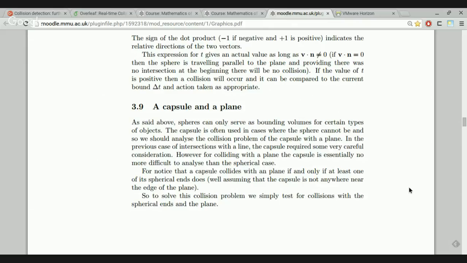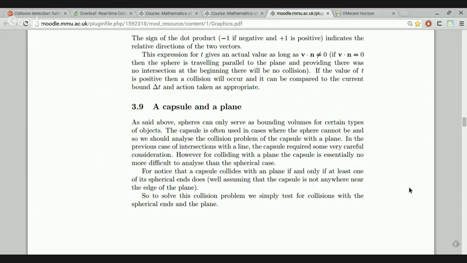Maybe it could come in completely parallel to the plane, and then the cylindrical surface could make contact with the plane. But of course, the moment the cylindrical surface makes contact with the plane, so do one or both of the spherical ends as well. So really, a capsule hitting a plane isn't all that complicated. It's just the same as one or other of its ends hitting the plane. And the ends are spheres, and we've just analyzed the problem of a sphere hitting a plane.